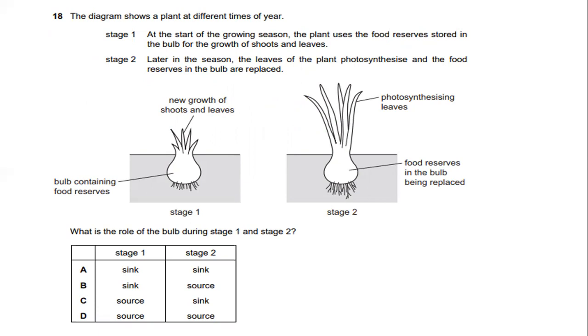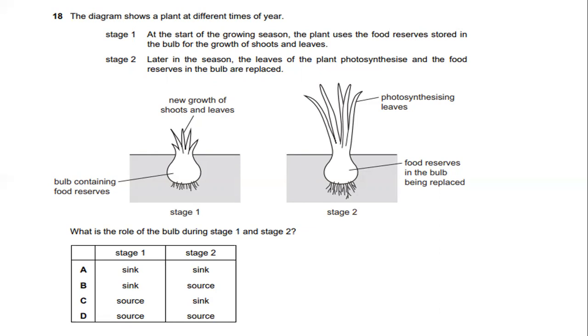The diagram shows a plant at different times of year. Stage 1, at the start of the growing season, the plant uses the food reserve stored in the bulb for the growth of shoot and leaf. Later in the season, the leaf of the plant photosynthesises and the food reserve in the bulb is replaced.